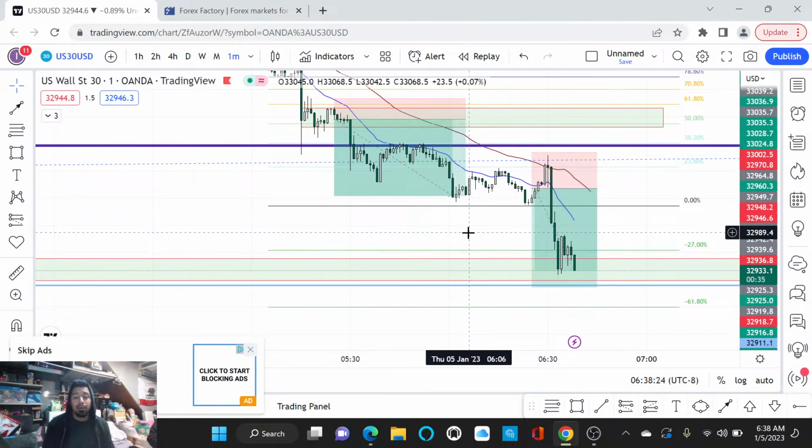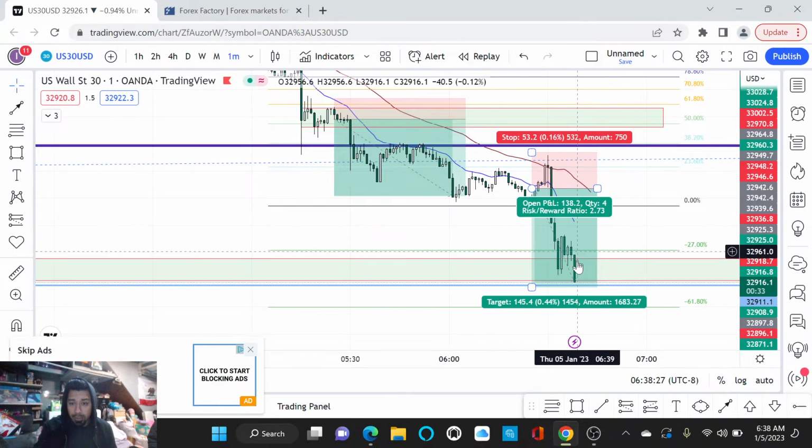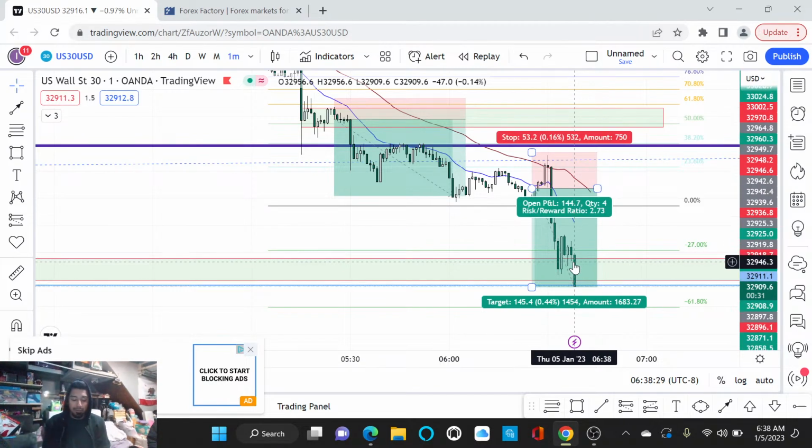Running this. Look at this coming down. So that's what we needed right here, the break, and I think I'm going to take profit right here. And I'm going to call it a day. Up 150 bucks right there.